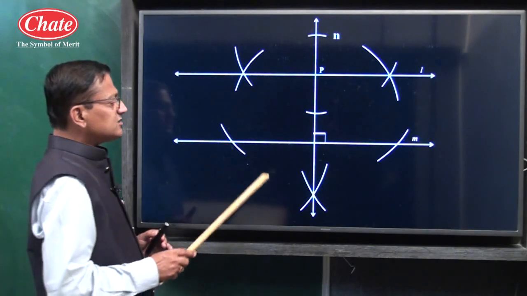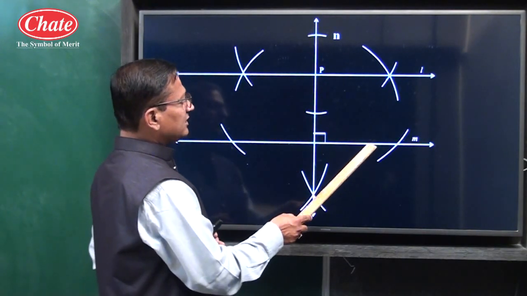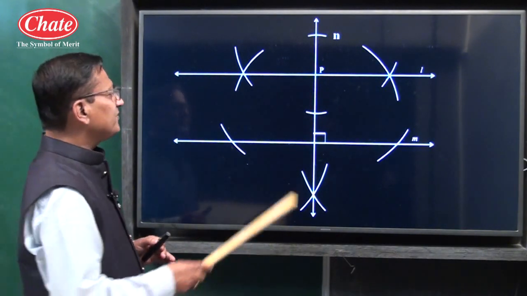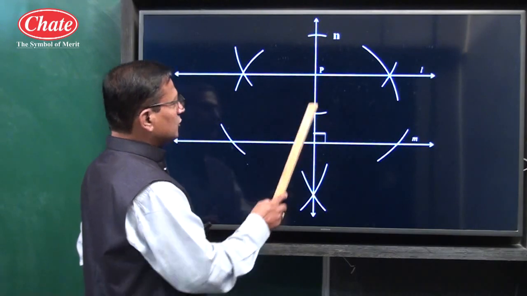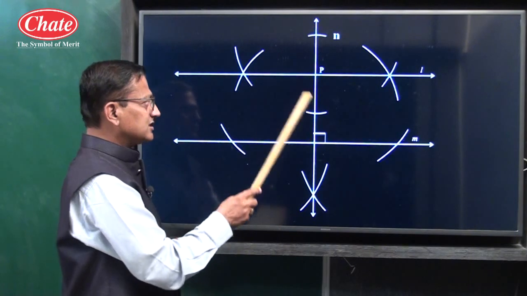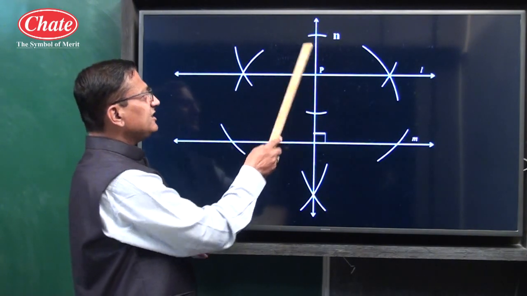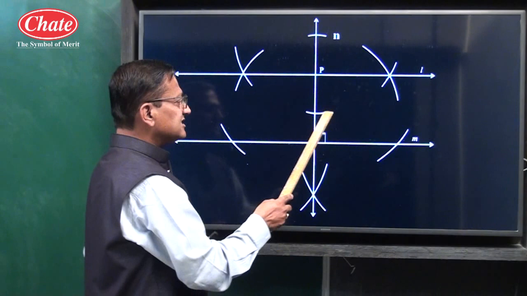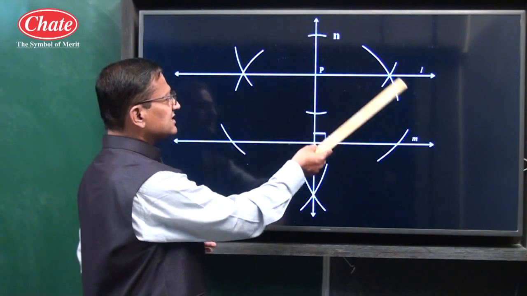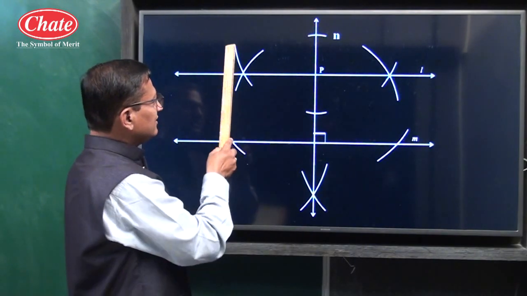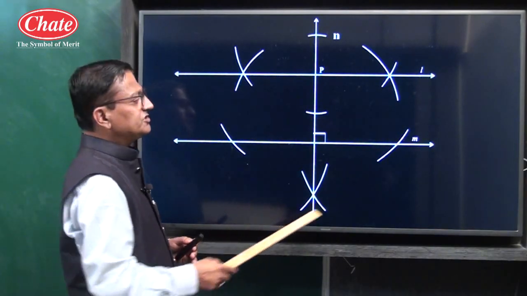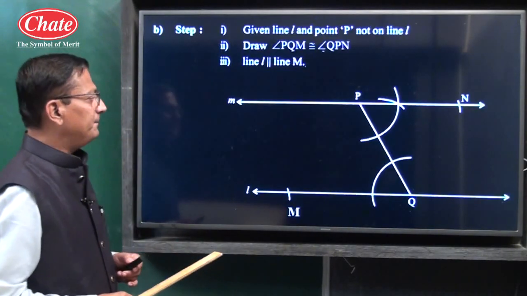Once again, first we draw a line perpendicular to M passing through M, and second we draw a line perpendicular to this line and passing through P. For this, first use compass. Point P is the center. This is the first arc, this is the second arc. After that, take this as center, first arc, second arc. Take this as center, first arc, second arc. And from this we can draw line L, which is parallel to line M.